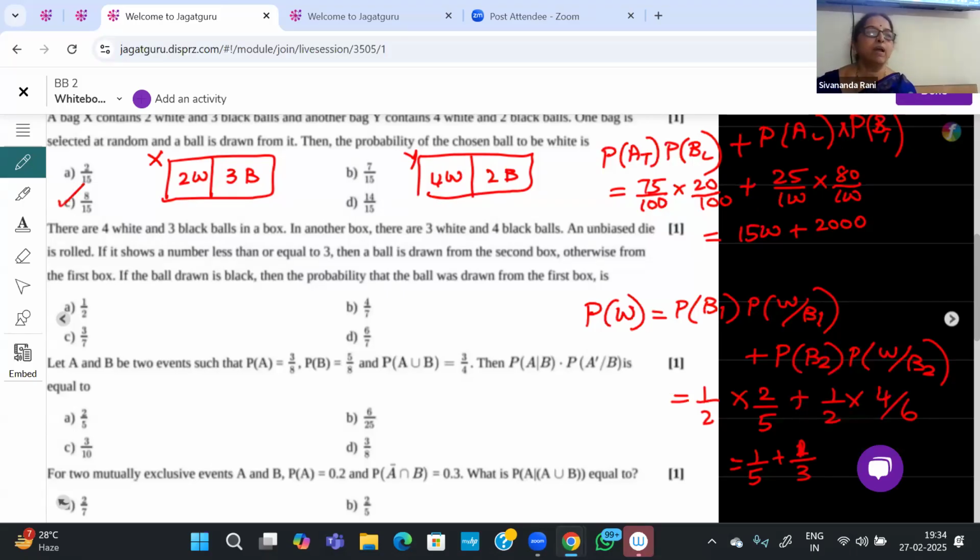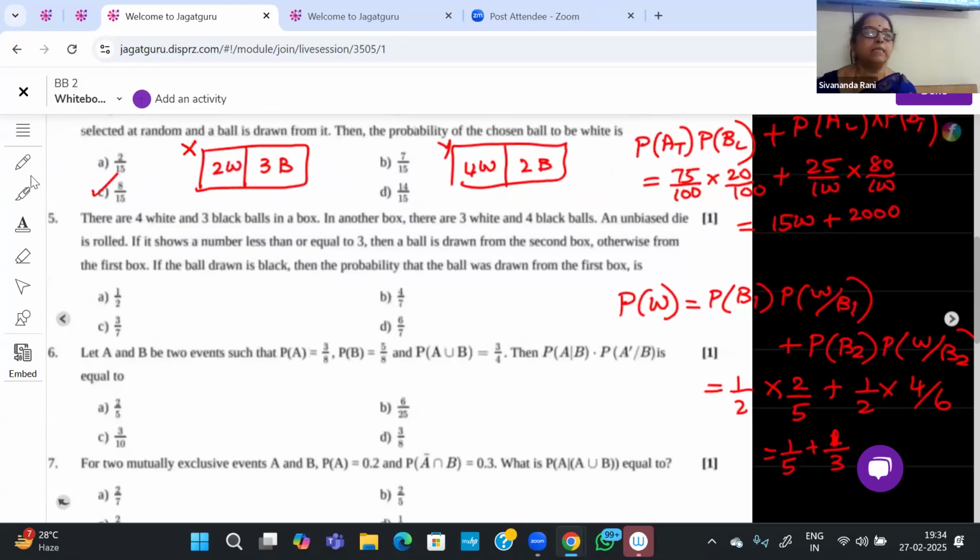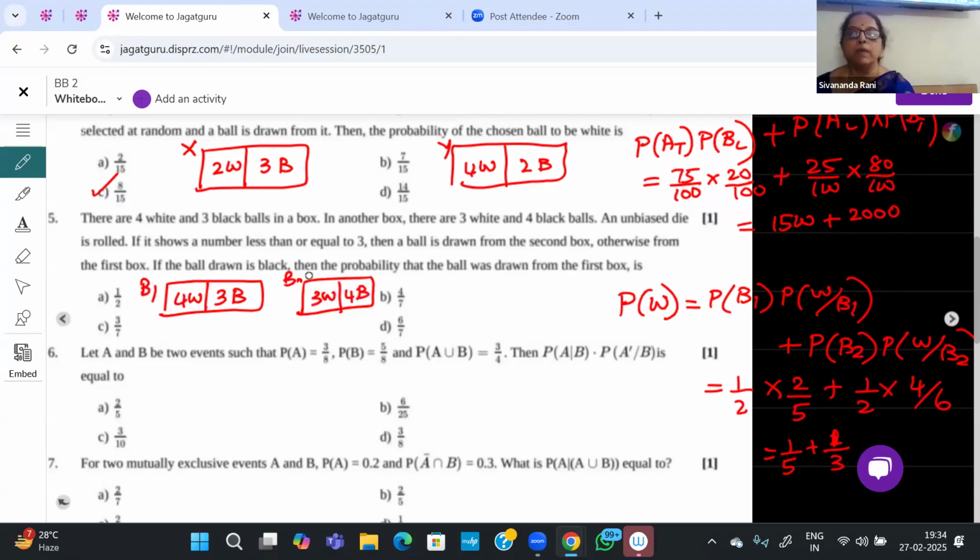No? Okay. Next one. There are 4 white and 3 black balls in a box. In another bag, there are 3 white and 4 black. An unbiased die is rolled. If it shows a number less than or equal to 3, then a ball is drawn from the second box, otherwise from the first box. If the ball drawn is black, then the probability that the ball was drawn from the first box.